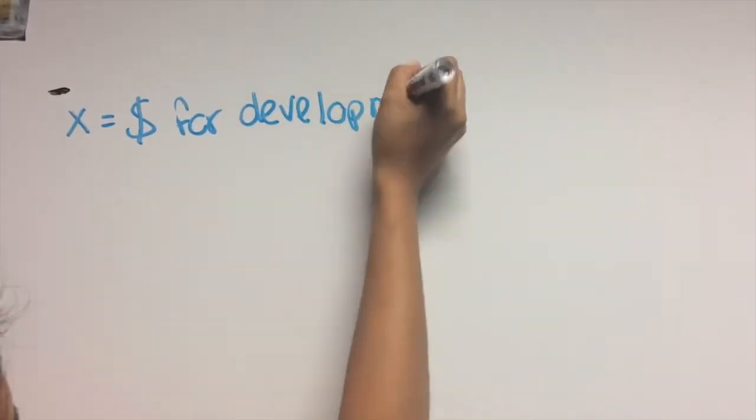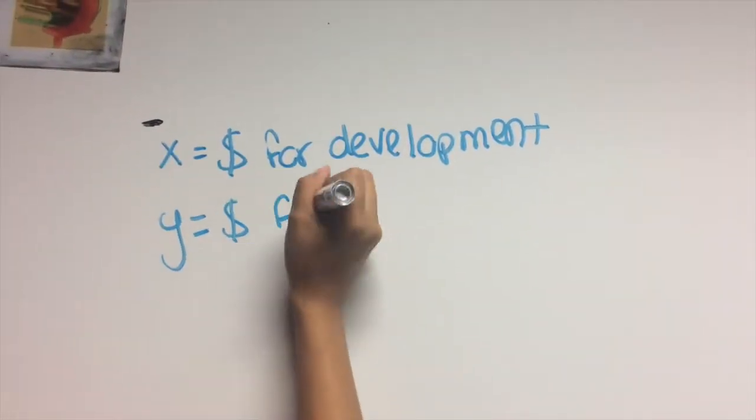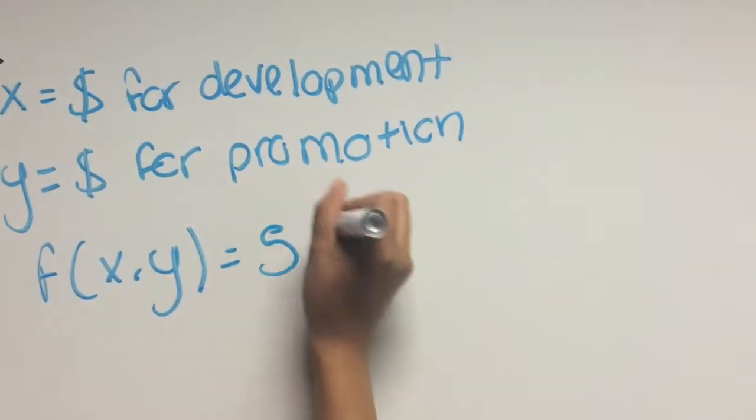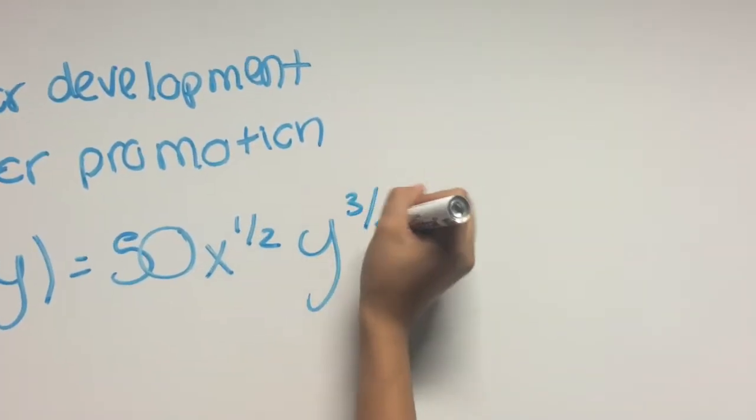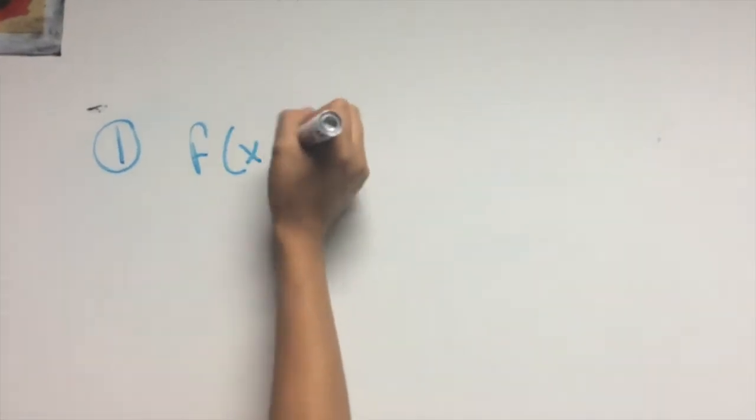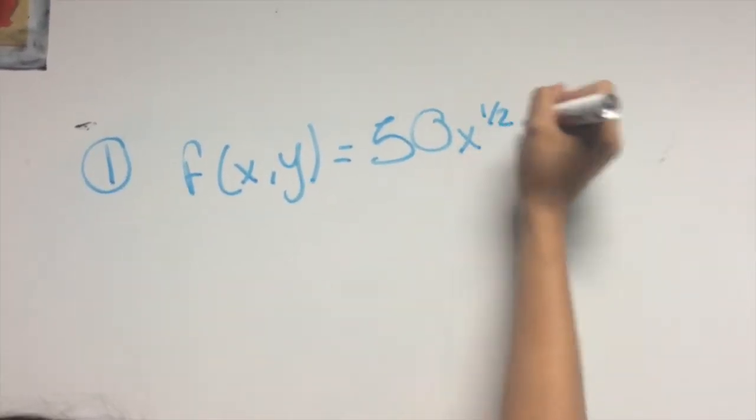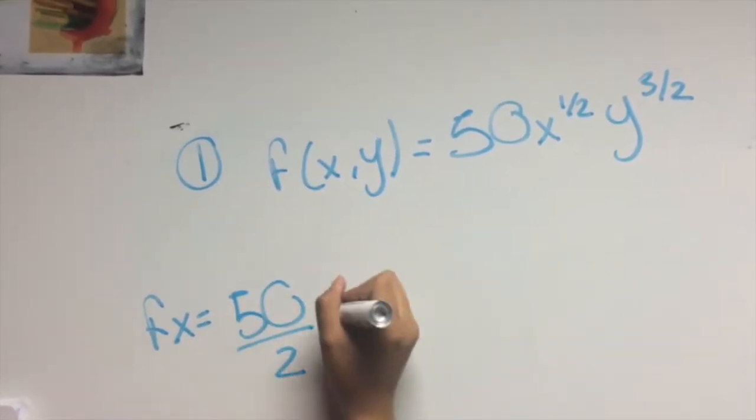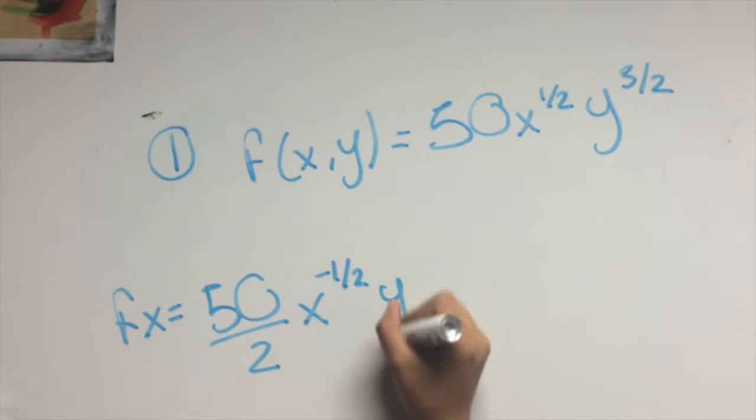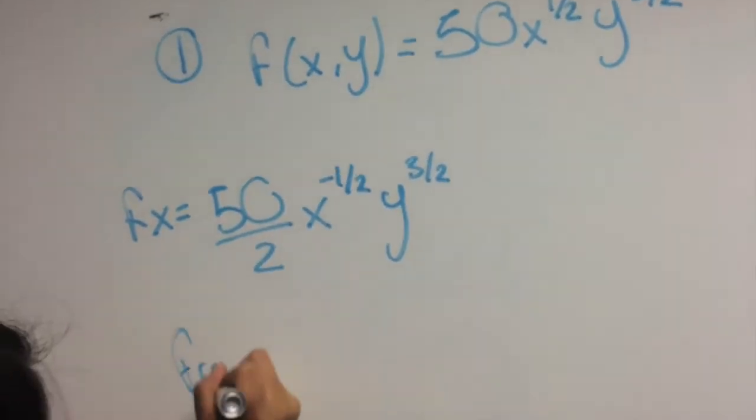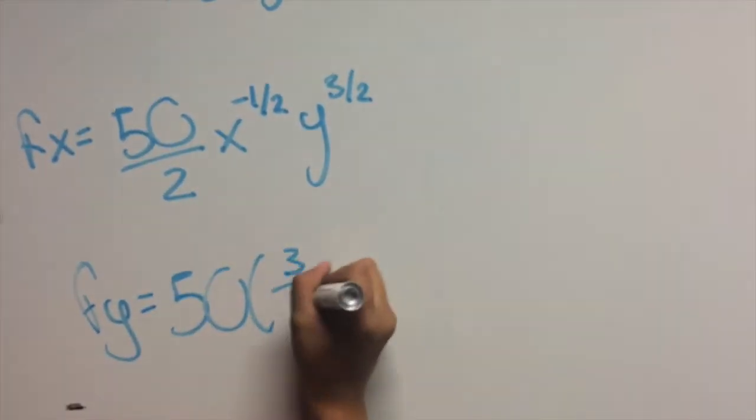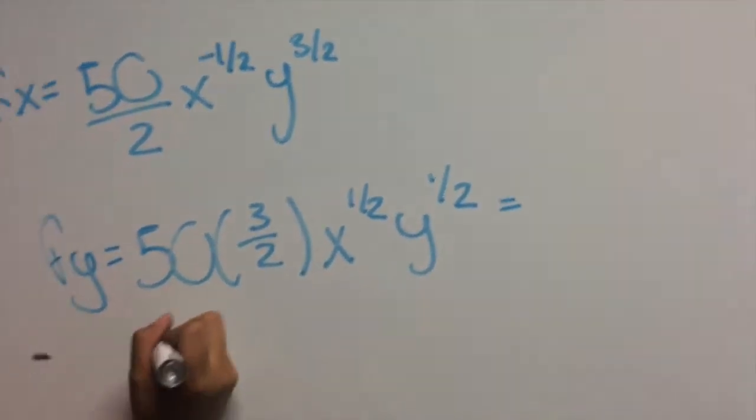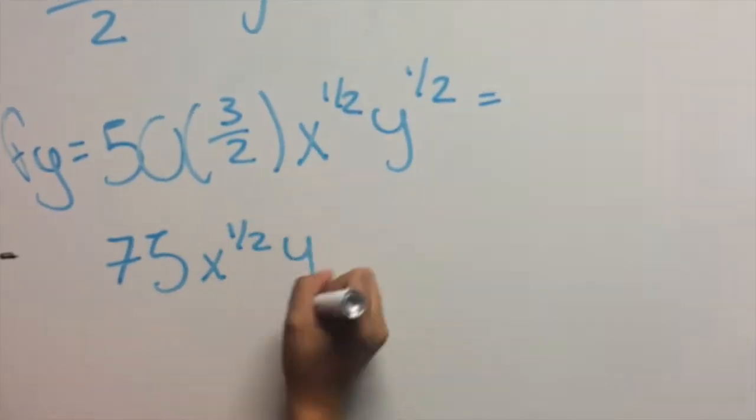We know that x equals money for development and y equals money for promotion, and that our formula is f(x, y) = 50 square root of x times y to the 3/2. This represents the sales. The first step is to partially derive the function so we can find the maximums. We will start with fx. Fx is divided by 2 and that leaves x to the minus 1/2 and y stays the same. Now derive fy. Fy equals 50 times 3/2, x stays the same and y is left to the 1/2 power. So fy equals 75 x to the half times y to the half.